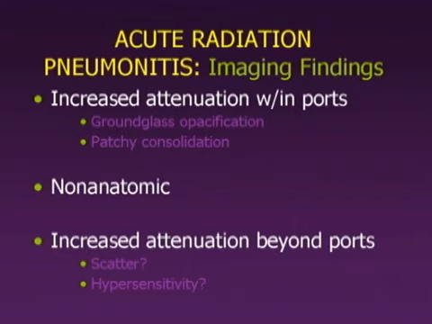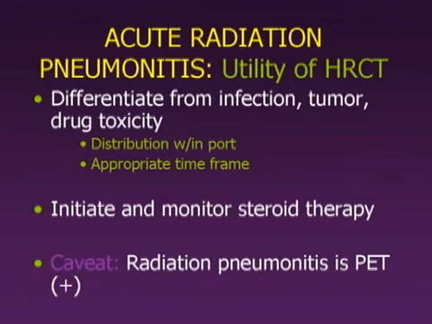If you see increased attenuation beyond the radiation ports, you have to consider whether there's scatter radiation or hypersensitivity pneumonitis, as has been described in some cases. In this setting, you need to differentiate this process from infection, tumor recurrence, or drug toxicity. And you do so by, again, considering the port and the appropriateness of the time frame. The caveat: radiation pneumonitis is PET positive, so PET imaging isn't necessarily going to be helpful to differentiate these processes.